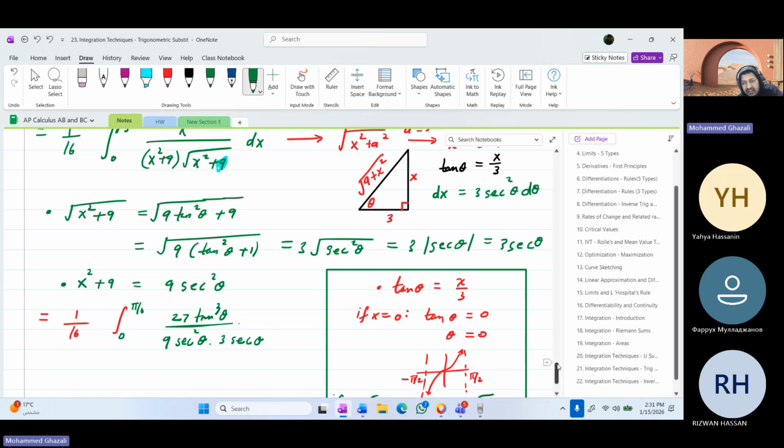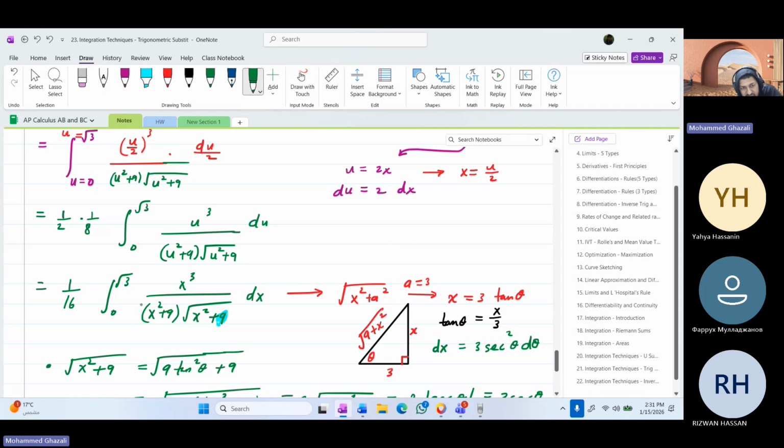And now we still have one more thing left. So we change the boundaries. We change the x cubed using this trigonometric substitution. We just have the dx left. What is dx? dx is 3 sec squared theta d theta.